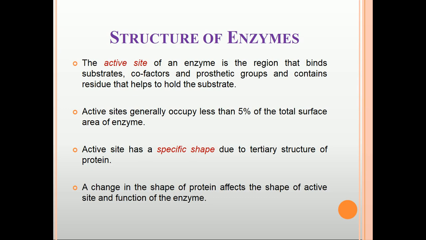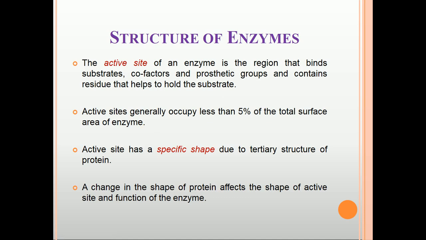Come toward the structure of enzymes. If we review the overall structure of enzymes, the active site of an enzyme is the region that binds substrate, cofactors and prosthetic groups, and contains residues that help to hold the substrate. The active sites generally occupy less than 5% of the total surface area of the enzyme.